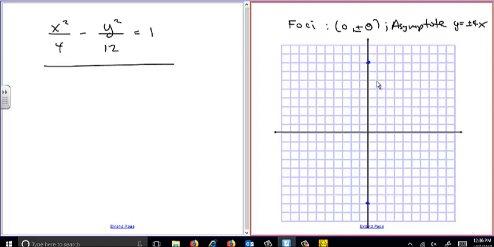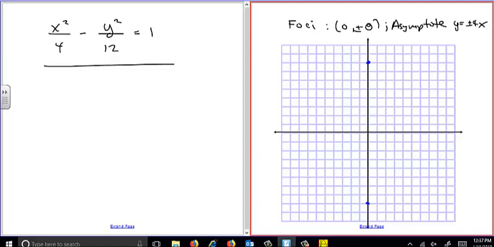So first thing we can say is that we have a vertical transverse axis. So we know the focal points have to be somewhere along this y-axis between these 2 points. The focal points are always outside, so the vertex is somewhere in here.